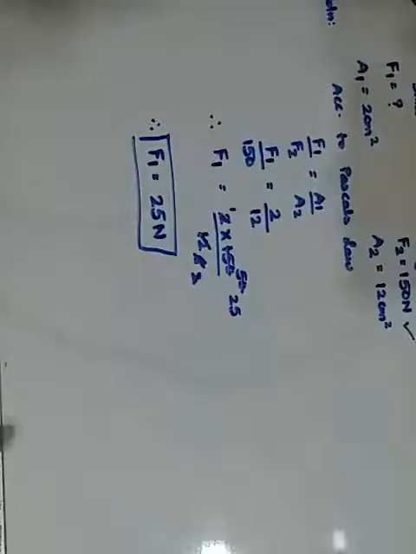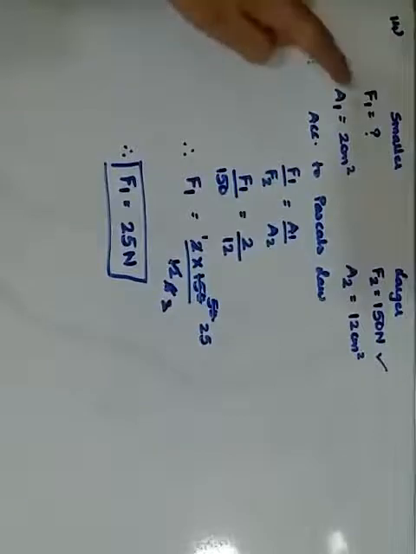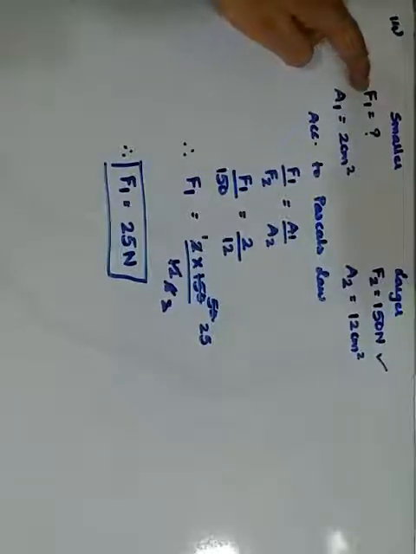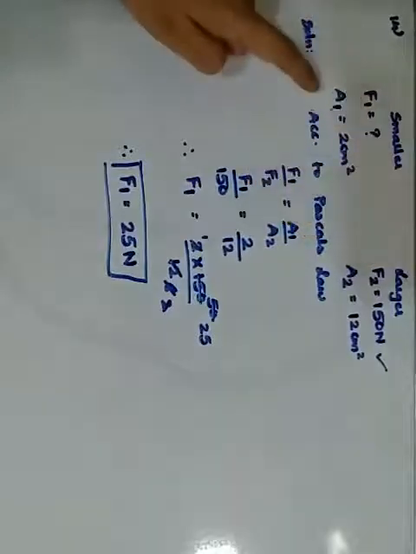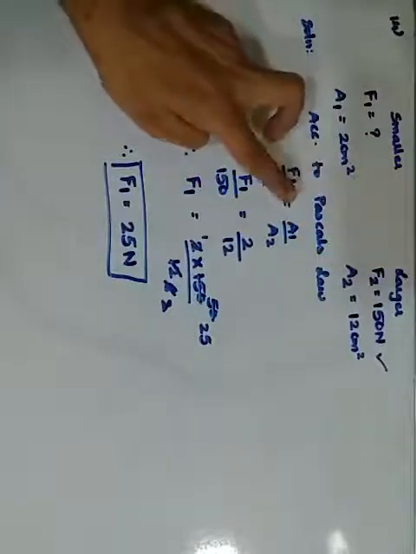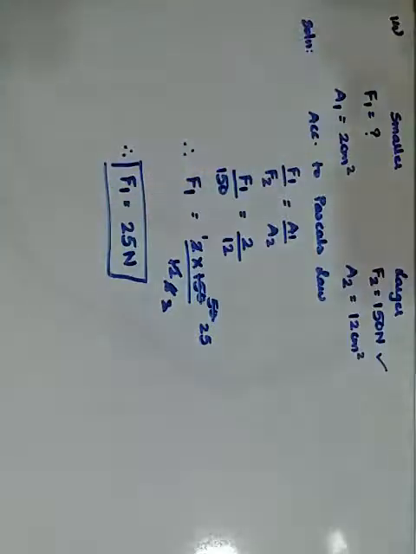All the data were provided. Smaller piston, larger piston, data is provided. Force produced by the smaller is asked. Force obtained on the larger is 150. A1 and A2 are given. Just applying the Pascal's law. F1 upon F2 is A1 upon A2. Cross multiply and cancellation. Okay. This ends up with the part A, numericals of pressure and fluids. We'll proceed with part B.